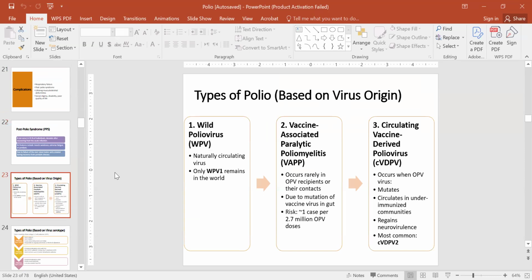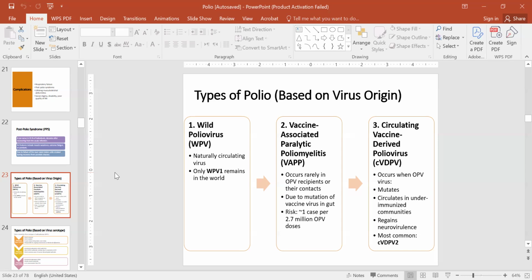Then the second classification of polio is based on the virus origin. The first one is wild poliovirus, WPV. It's the naturally occurring virus, and only WPV1 remains now in the world. Then the second one is vaccine-associated paralytic poliomyelitis, VAPP. It occurs rarely in OPV recipients or their contacts, and it's due to mutation of the vaccine virus in the gut. Its risk is around one case per 2.7 million OPV doses.